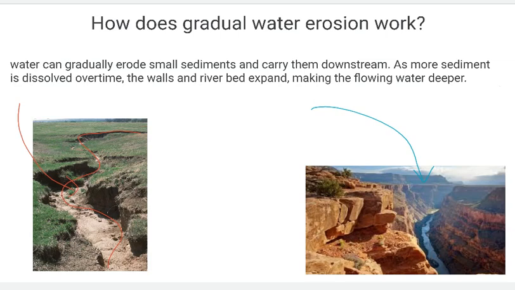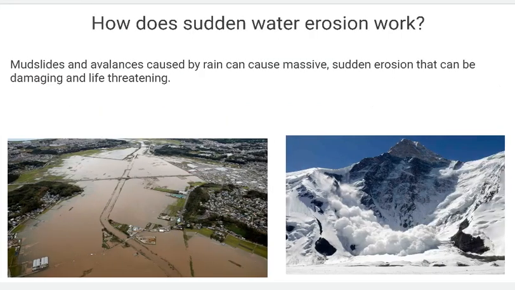So again, erosion is that movement of these smaller pieces of earth or sediments that are more easily able to be moved now that they are smaller due to weathering. And so this is gradual weathering. But we also talked about how erosion and weathering can happen suddenly. So what does sudden water erosion look like?